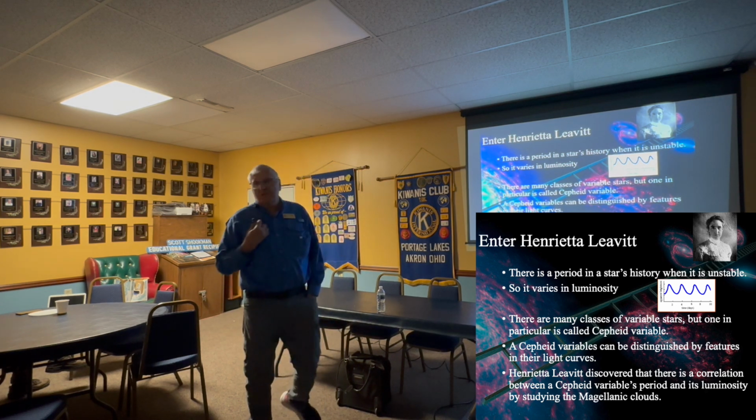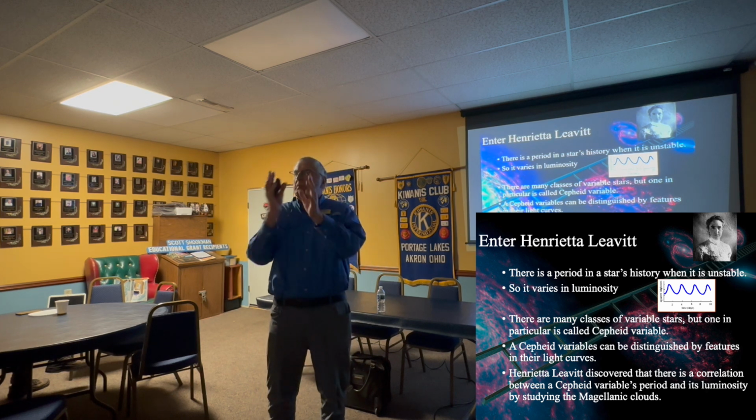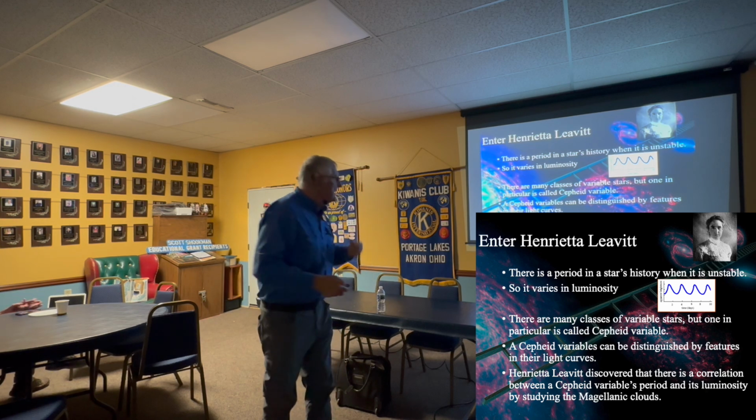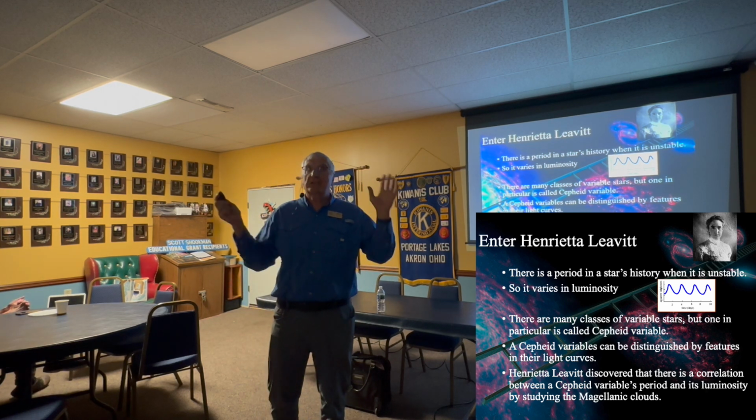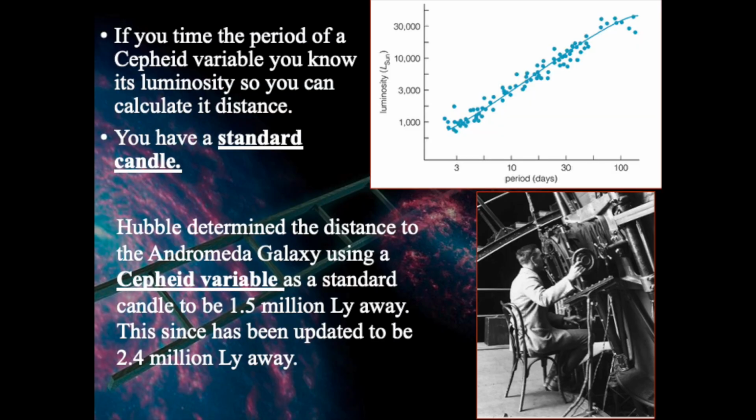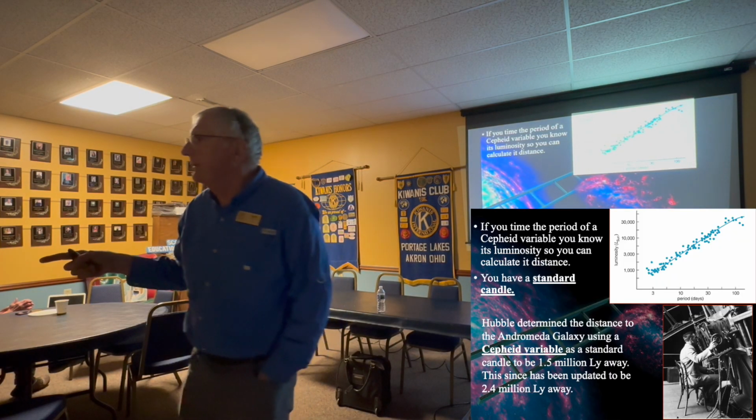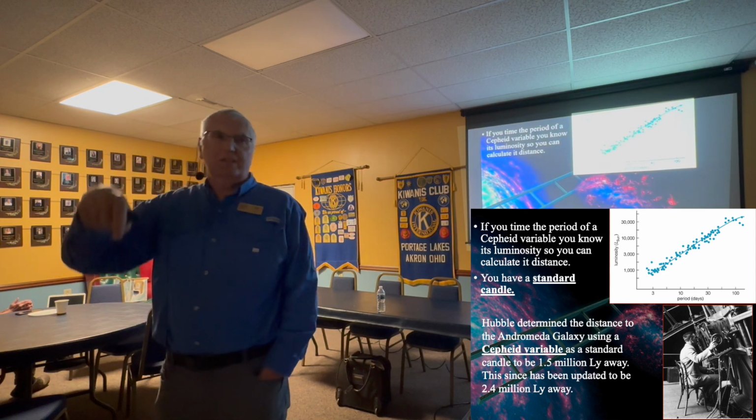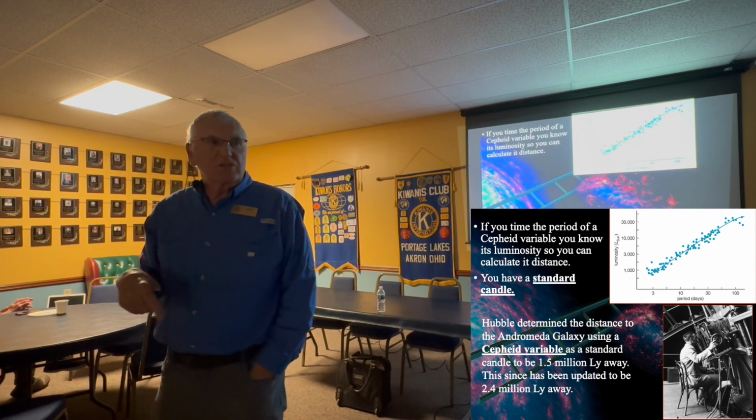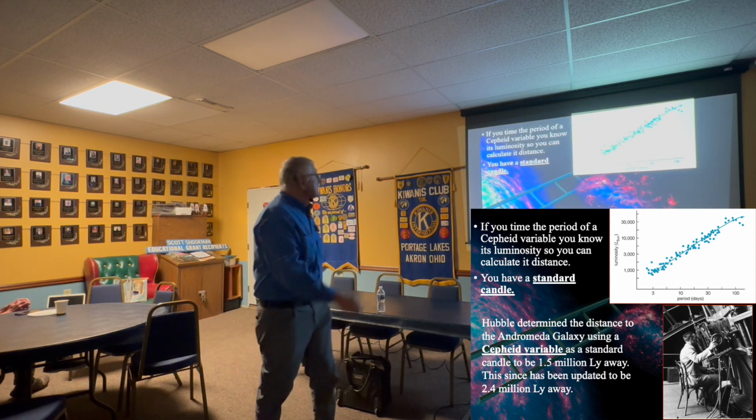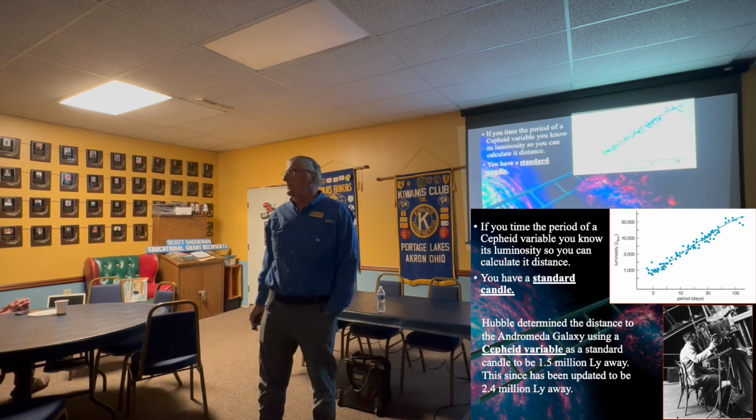So Henrietta Leavitt discovered that there's this correlation between the period, how long it takes to go through one of these cycles, and its luminosity. Luminosity is the wattage on the light bulb. And so she was able to determine that there's this relationship here. If you can measure the period of a Cepheid variable, you know what its luminosity is. You're reading the wattage on the light bulb, you can calculate the distance. You have what's called a standard candle.